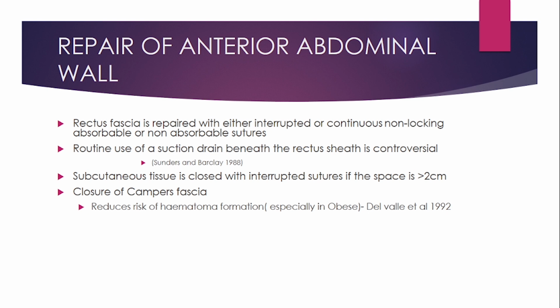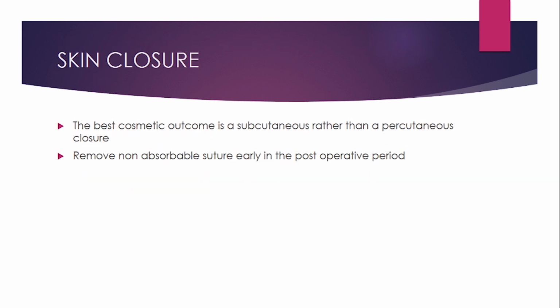Now, let's talk about the anterior abdominal wall, repair of the anterior abdominal wall. The rectus fascia is repaired with either interrupted or continuous non-locking absorbable or non-absorbable sutures. And of course, we hardly use routine suction drain again. Then subcutaneous tissue is closed with interrupted sutures if the space is more than 2 centimeters. Then, of course, it's encouraged, it's prudent to close the Camper's fascia. So now, we move to the skin.